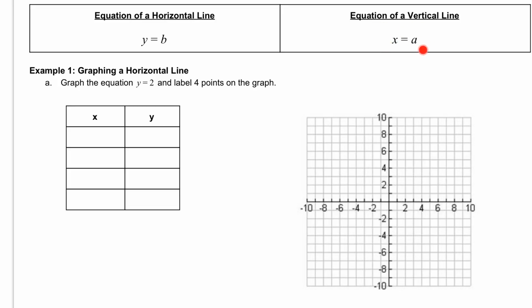Vertical lines, which will be straight up and down, are going to have the form x equals a, with a being any number, x equals 3, x equals 4, and so forth. So let's take a look at example 1. What we want to do is graph the equation y equals 2.